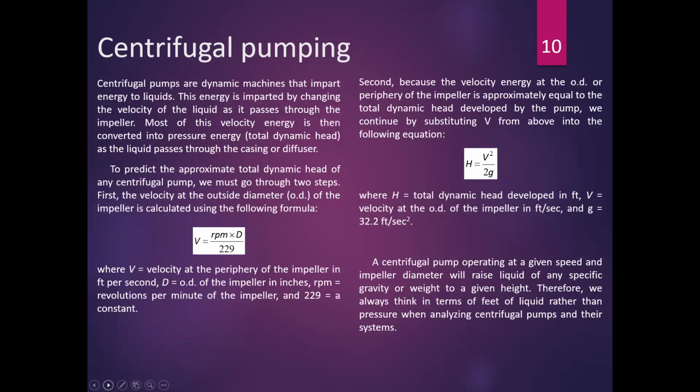Okay, so centrifugal pumps are dynamic machines that impart energy to liquid. This energy is imparted by changing the velocity of liquid as it passes through the impeller. Most of this velocity energy is then converted into pressure energy, total dynamic head, as the liquid passes through the casing or diffuser. To predict the approximate total dynamic head of any centrifugal pump, we must go through two steps. First, the velocity at the outside diameter OD of the impeller is calculated using the following formula. v is equal to RPM times D over 229.